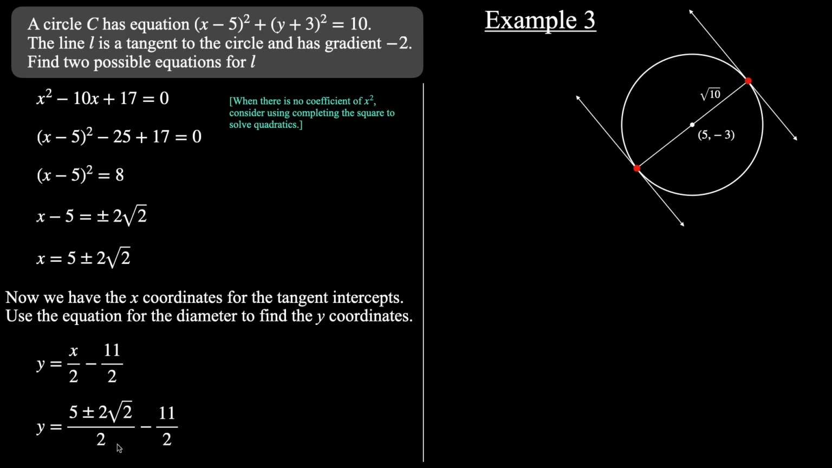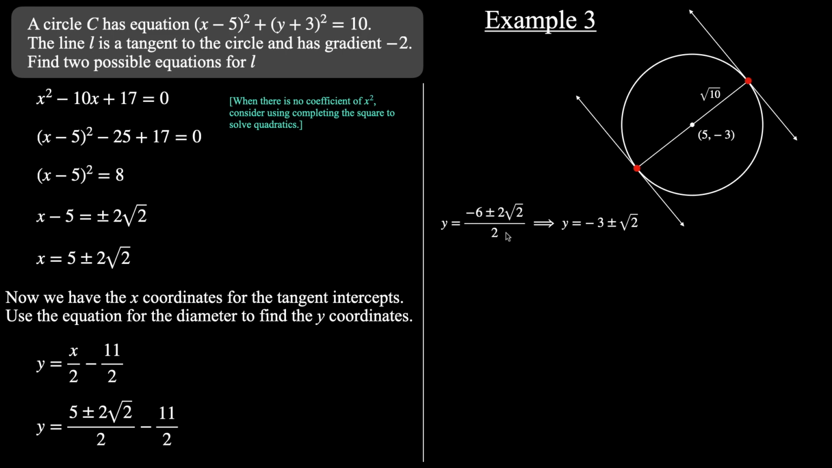So because these have the same denominator, I can just do 5 − 11. So I can just add and subtract the numerators. So 5 − 11 is −6. So we get y equal to (−6 plus or minus 2√2)/2. Both of these terms can be divided by 2.